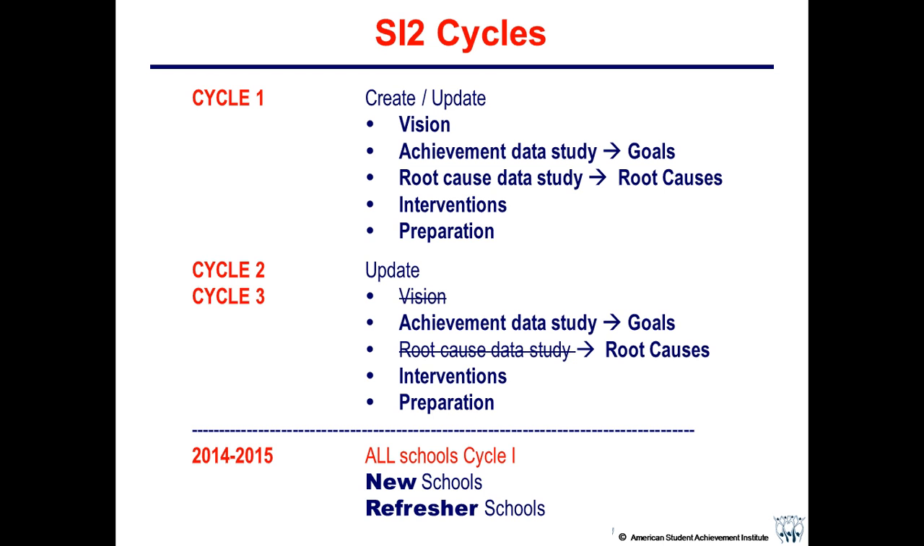So basically all of our schools are going to get a chance to either start and create their school improvement plan for the first time, or we're going to really take a look at refreshing your organizational structure and refreshing your plan. We've already communicated with the refresher schools why we're doing this. As you know, we're introducing a lot of major improvements in SI2 this year, specifically in the root cause data study. So we want to make sure that all of our schools have had a chance to benefit from that new and improved root cause study.